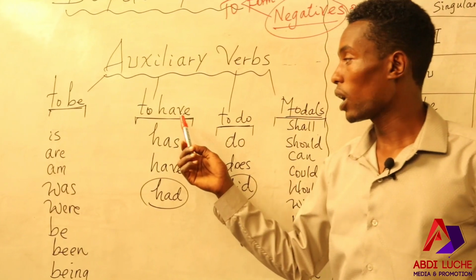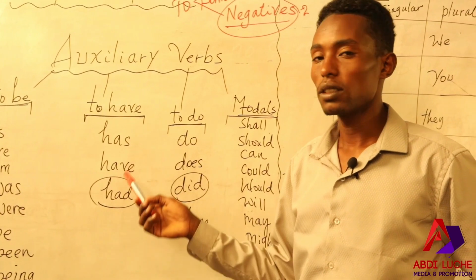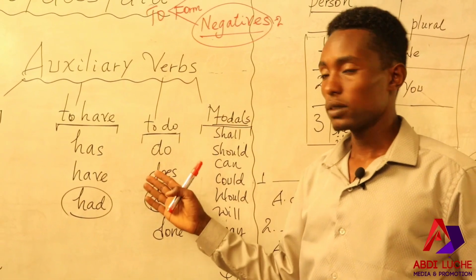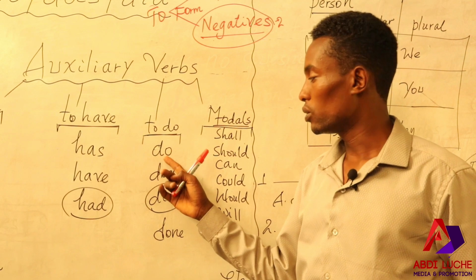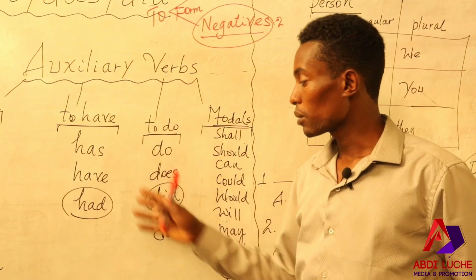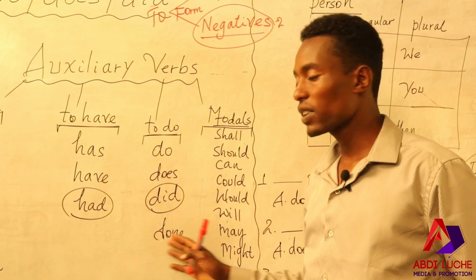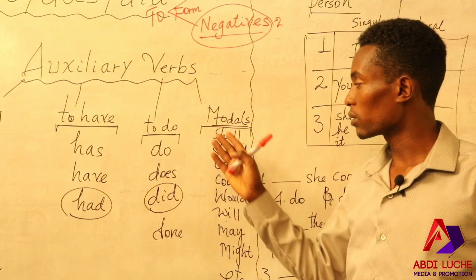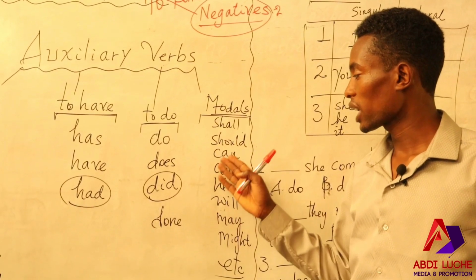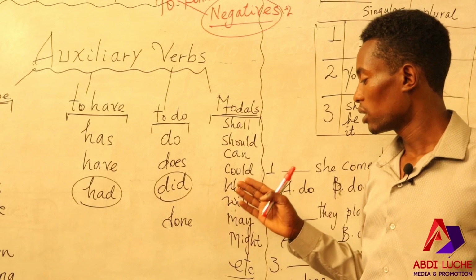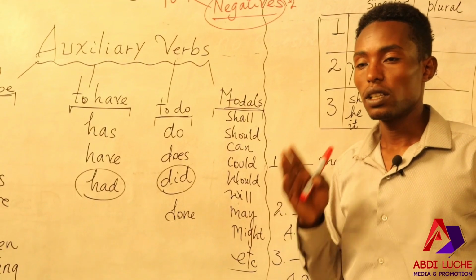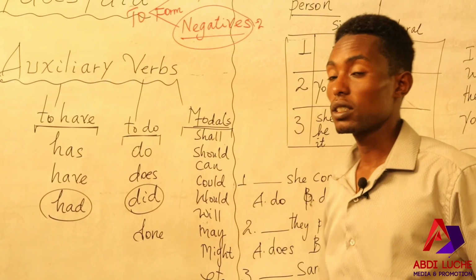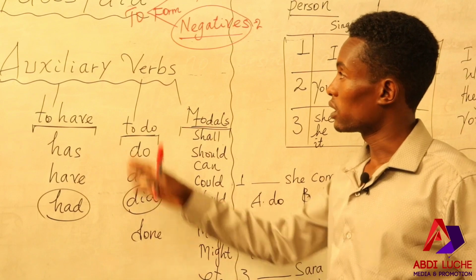Auxiliary verb, verb to have, like has, have, and the past tense, had. Auxiliary verb, verb to do, like do, does, the past tense, did, and the perfect tense, done. What are modal verbs? Modal verbs like shall, should, can, could, would, will, may, might, have to, must, ought, need to, and they are semi-modals. They are divided like this.